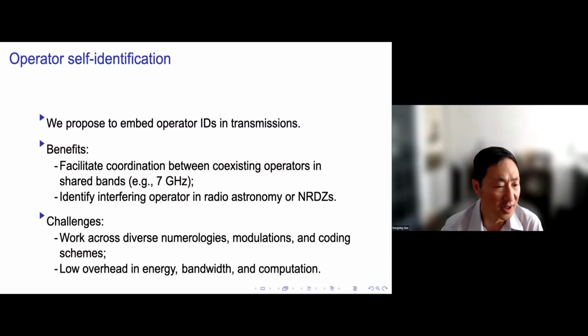So that's part of the challenges, and the other issue is that we would like whatever solution we have to have low overhead in terms of energy, bandwidth, and computation. In the sense that adding an operator ID is going to use part of the transmitter's energy, and it's going to use part of the bandwidth, and also in the process of encoding and decoding, it's going to cost us also computational resources. Next page, please.